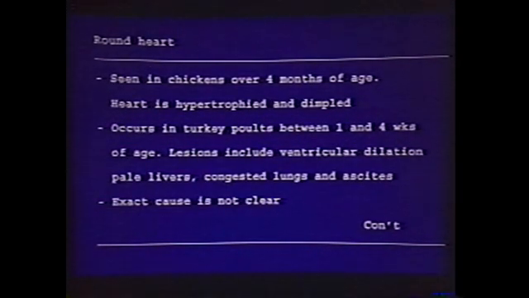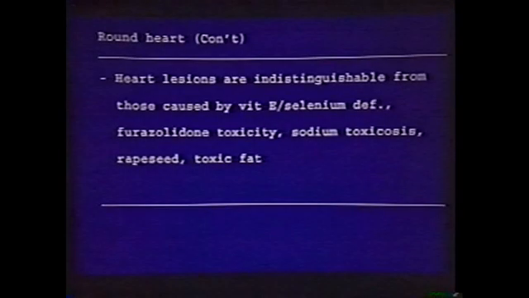And you will see ventricular dilation, pale livers, and congested lungs. Maybe ascites is present there. The exact cause is not known. However, the lesions are indistinguishable from vitamin E, selenium deficiency. Similar lesions are described in experimental birds with furazolidone toxicosis, sodium toxicosis, rapeseed, and toxic fat in the feed.